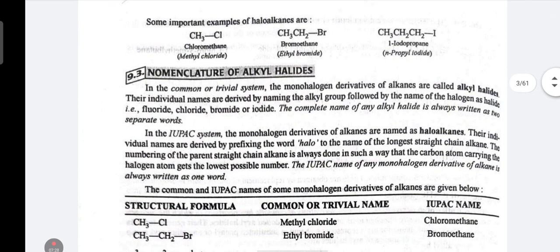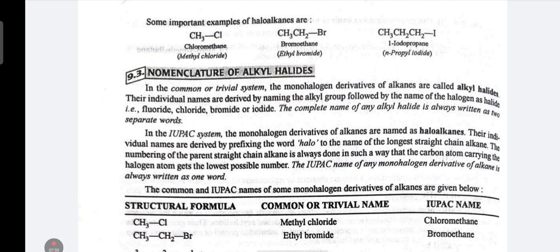Nomenclature of alkyl halide. In the common or trivial system, the monohalogen derivatives of alkane are known as alkyl halide. Their individual names are derived by naming the alkyl group followed by the name of the halogen as halide: fluoride, chloride, bromide. The complete name of alkyl halide is always written as separate words.